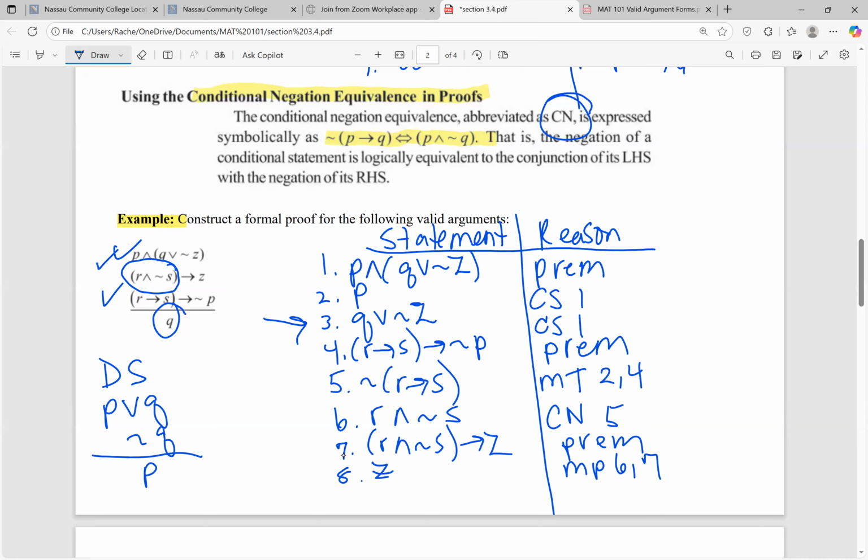Very similar here. I have Q or not Z and Z, right? So the conclusion is going to be Q. And that's the conclusion of the argument. So we showed that that was true by the disjunctive syllogism, and that was statements 3 and 8. And we've just shown that this argument is valid using a formal proof.